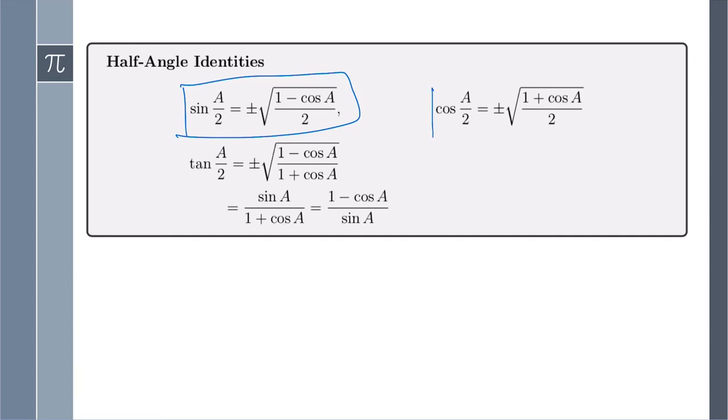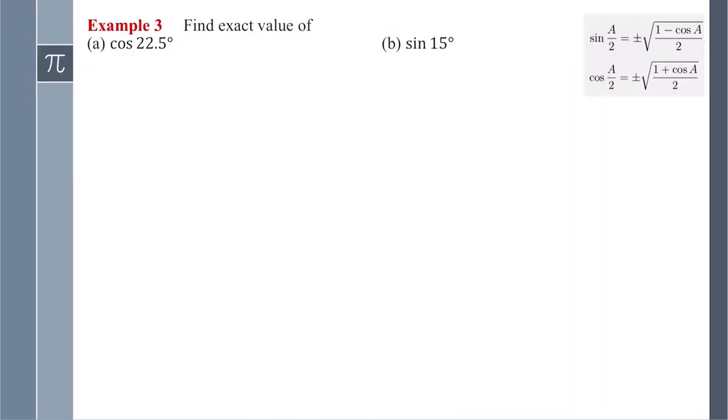Similarly, we can obtain it for cosine, and then for tangent, we have three different forms. So we can use any of them based on what we are given. So let's look at some examples using these half angle identities. The first one is asking us to find the exact value. We know that 22.5 degrees is half of 45 degrees. So we can rewrite this as cosine of 45 degrees over 2. Now we have a half angle, so this is the same as cosine A over 2, which has this formula here.